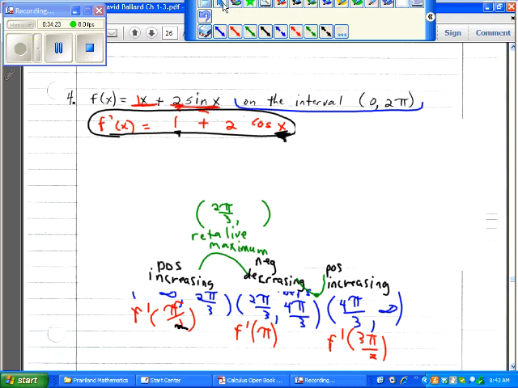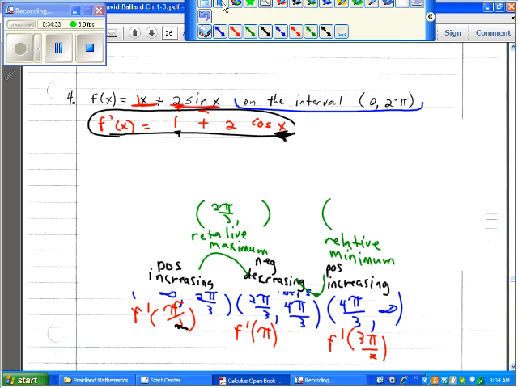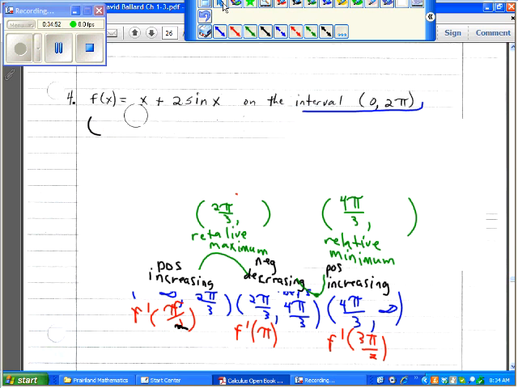So there is a relative minimum at 4 pi over 3 something. Now remember, to find those somethings, we're actually talking about the value of the original function, right? So these we have to plug back into the original function. So we would plug this into here.